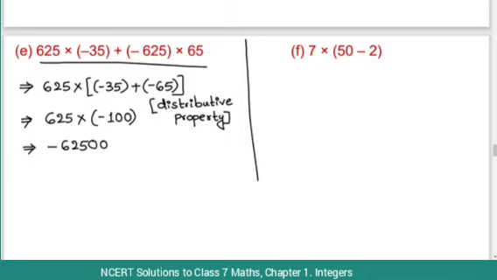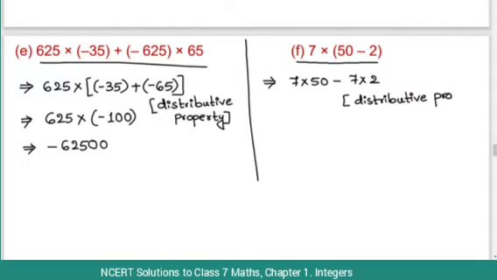Next one, F, it is given as 7 into 50 minus 2. So I will write it as 7 into 50 minus 7 into 2. Here we have used the distributive property. Then mention the property in bracket. That is distributive property.